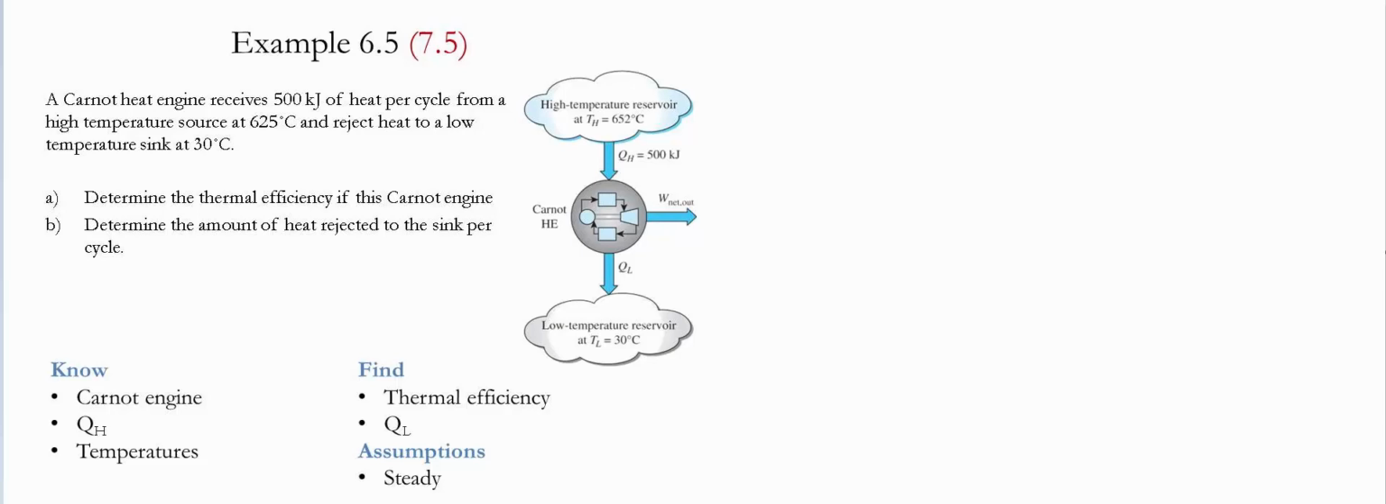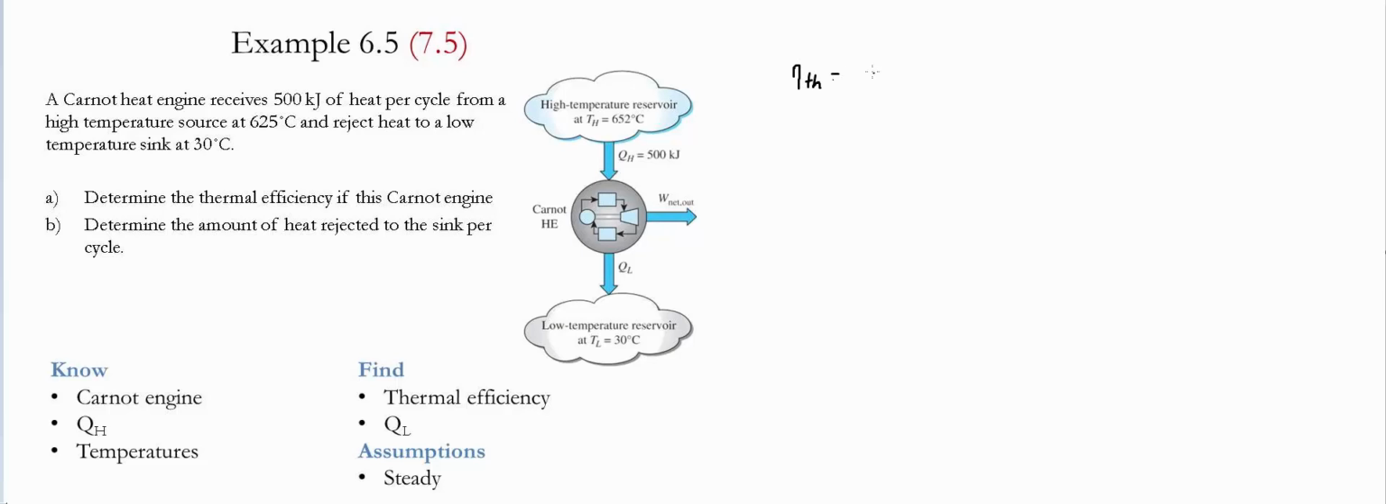A Carnot heat engine receives 500 kilojoules of heat per cycle from a high temperature source at 225 Celsius, and it rejects heat at a low temperature sink at 30 Celsius. We need to determine the thermal efficiency of this Carnot engine, as well as the amount of heat rejected to the sink per cycle. Since this is a Carnot engine, we use the efficiency based on the temperatures.